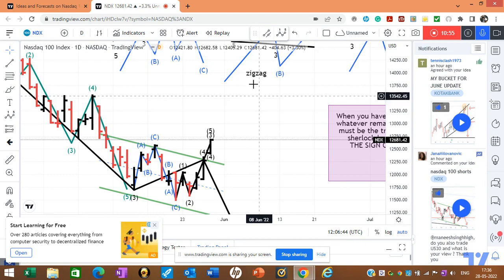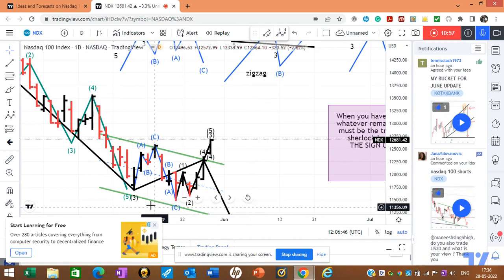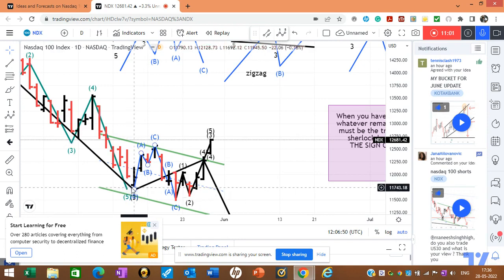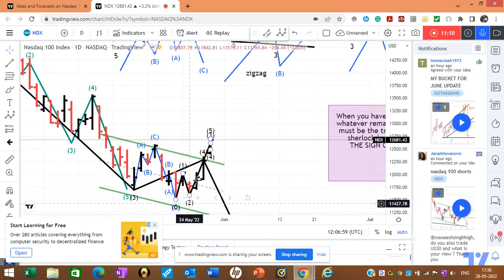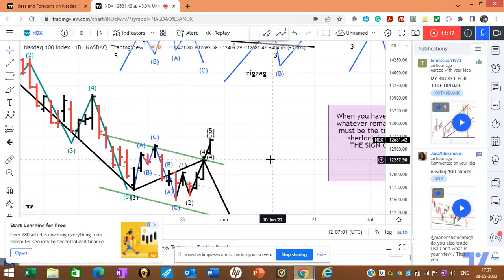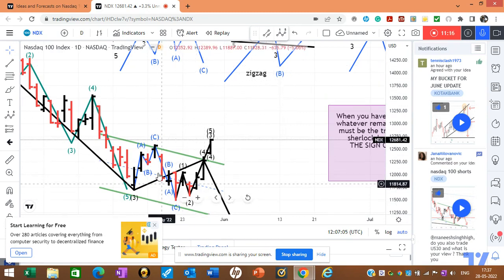The second rule of the zigzag, the violation of the rule is that wave B has gone beyond the start of wave A. So this is not a zigzag pattern. Earlier I was of the opinion that this is a zigzag 5 3 5 happening within the parallel lines. So that analysis won't go. This is an expanded flat correction.